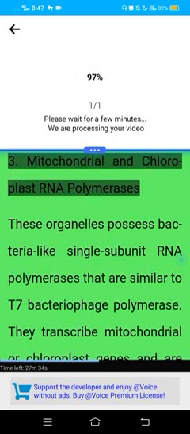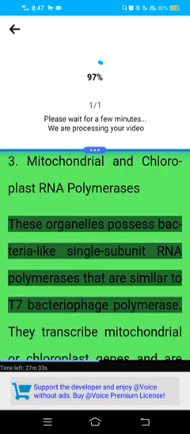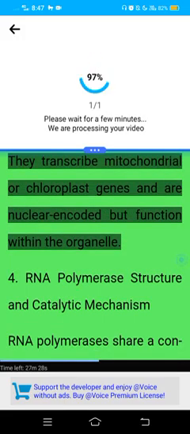3. Mitochondrial and chloroplast RNA polymerases. These organelles possess bacteria-like single subunit RNA polymerases that are similar to T7 bacteriophage polymerase. They transcribe mitochondrial or chloroplast genes, and the polymerases are nuclear encoded but function within the organelle.